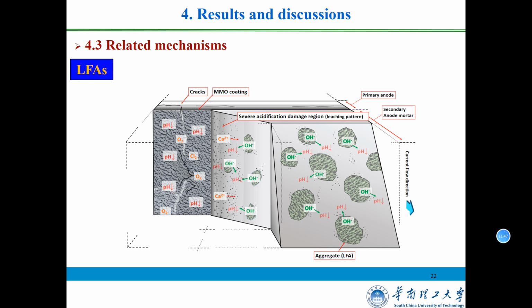The denser microstructure at the interface might help the diffusion of hydroxide, which further mitigated the acidification damage in the secondary mortar. For the primary anode, the ability of LFA to maintain the high alkalinity in the mortar matrix will also maintain the high catalytic activity and the stability of the primary anode.